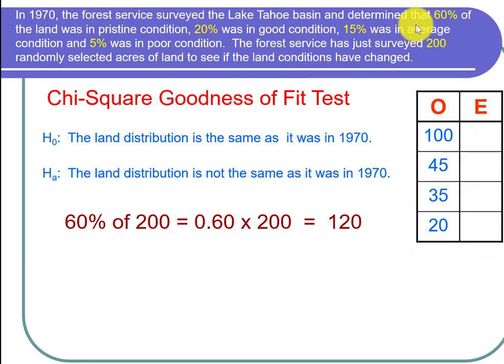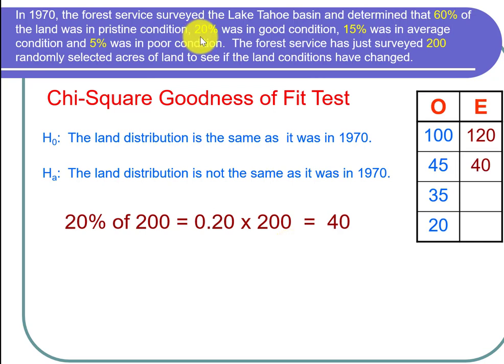Well, we had 60% is what we would expect to be in pristine condition. And we surveyed 200 acres. So to find the expected, we take 60% of the 200, which is 0.60 times 200, or 120. So there's 120 for the expected. Now we're going to do the same for the 45, the 35, and the 20.